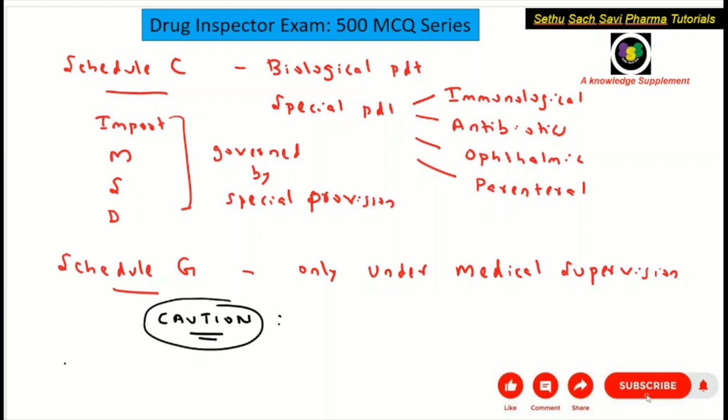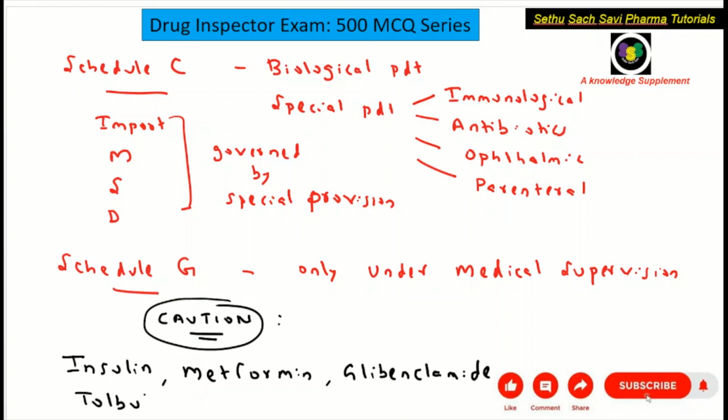And some of the examples you need to remember, which have come in the previous drug inspector exam. Insulin comes under Schedule G, metformin comes under Schedule G, they are anti-diabetic drugs. Glibenclamide belongs to Schedule G. Tolbutamide, Schedule G. Then the diuretic chlorothiazide belongs to Schedule G. So a couple of examples which have come in the previous exam, I have quoted here. Insulin, metformin, glibenclamide, tolbutamide, chlorothiazide belong to Schedule G.